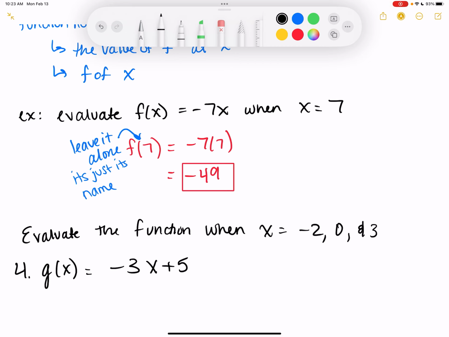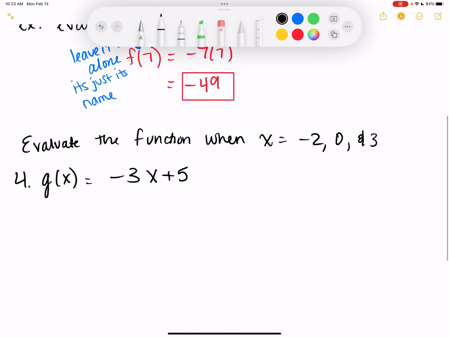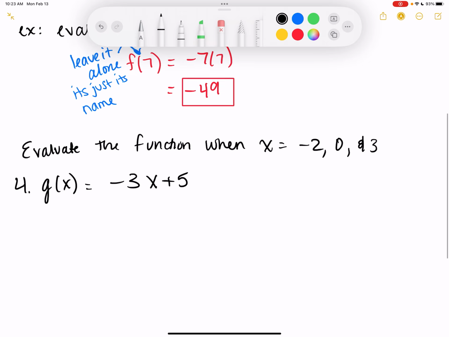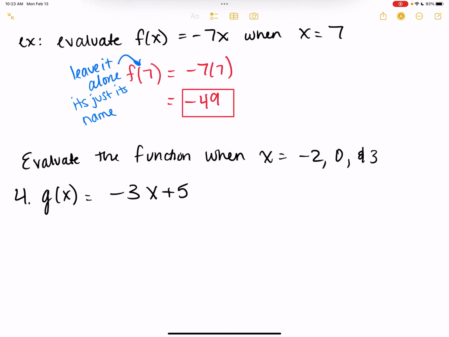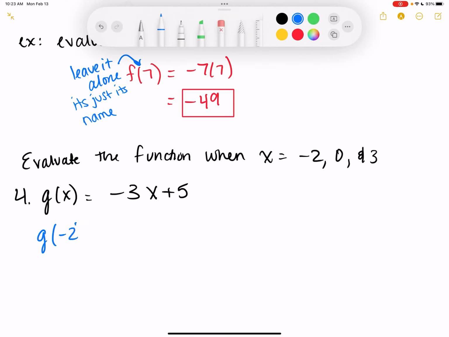So we're solving this problem 3 times because we're solving it for negative 2, for 0, and for 3. So I'm going to set up side by side the 3 problems that we're solving, and then we'll actually solve them one at a time. But that way you can see what we're doing. So the function g evaluated at x, and we're going to evaluate at each of these values. So g of negative 2 is first.